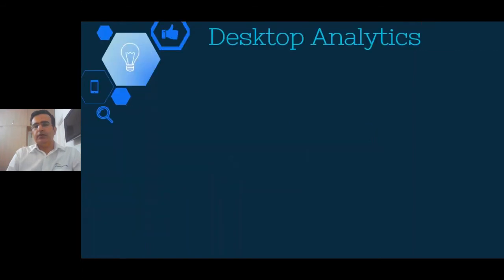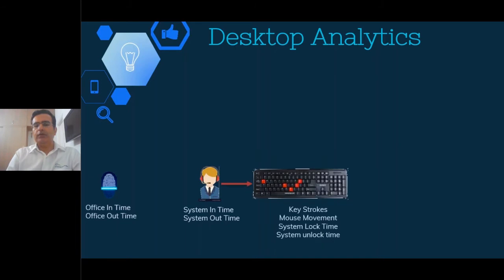So what we did was we put in the agent activity logger, the AAL tool, and I believe in the last few presentations, one of the participants was talking about it, and it's a similar piece. Biometrics gives you in and out time. The person comes into office and logs into his desktop, so his system in time is captured. What we also do is we capture the keystrokes, mouse movement, system lock time, system unlock time. This way, we get to know what an agent is really doing on the production floor.